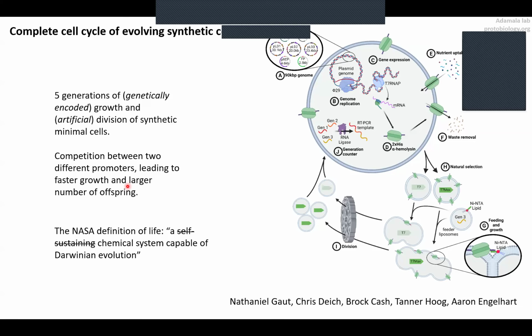So that kind of shows you, one, why there are no good definitions of life, but also why some people might think that if you have this complete cell cycle that enables competition, it could already start crossing into life. So why I don't think it's alive? Because this is not a true Darwinian evolution yet.